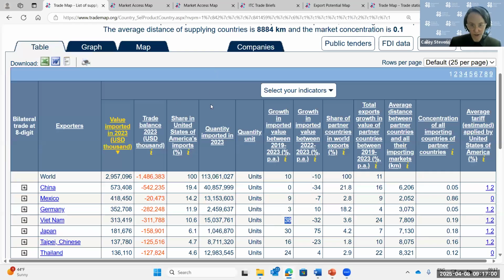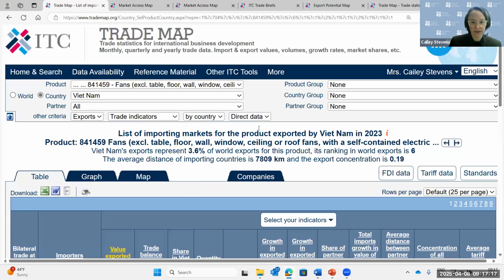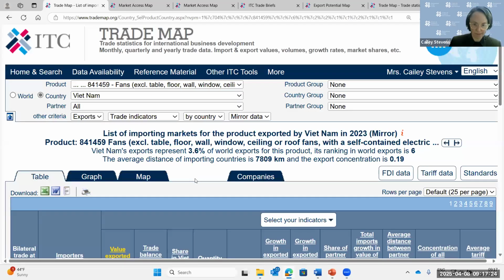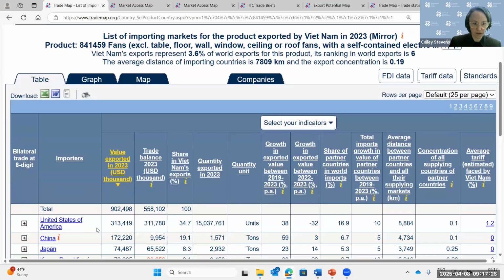Now, we have just seen who are the largest suppliers of fans to the US. Now we can look at how important the US market is for Vietnam specifically. So we are going to click on Vietnam. And I am going to select mirror data. So this is data reported by Vietnam's trading partners. As we scroll down, we see that the United States is Vietnam's most important market for fans. And in 2023, the US accounted for 34.7% of Vietnam's total exports of fans. So Vietnam is very exposed to the US market for this product.